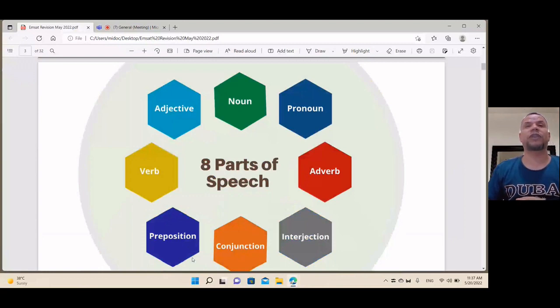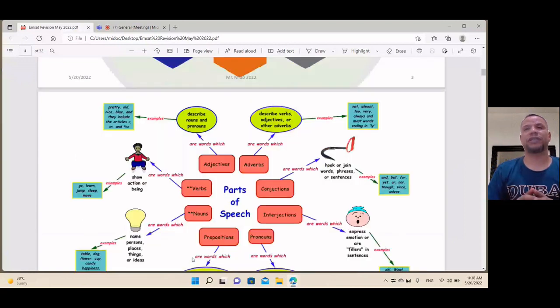Let's see the parts of speech in front of you. 8 main parts of speech: noun, pronoun, adverb, interjection, conjunction, preposition, verb, and adjective. What is a noun? What is a pronoun? What is an adjective, adverb, verb, preposition, interjection, and conjunction? Let's see in short with real examples from the EmSAT tests. I made a map in front of you. This map explains in short the meaning of each part of speech.